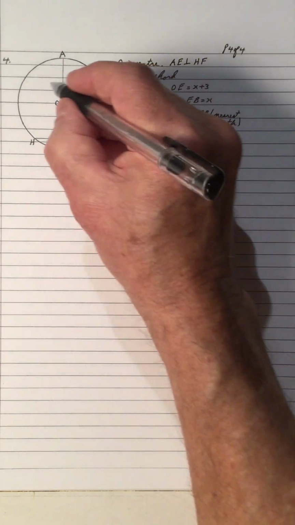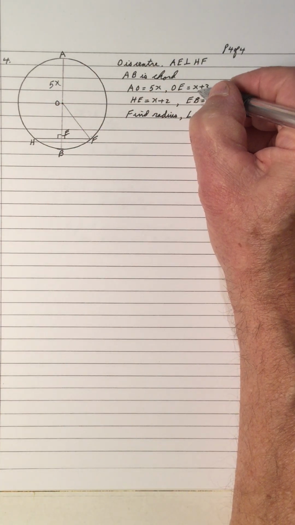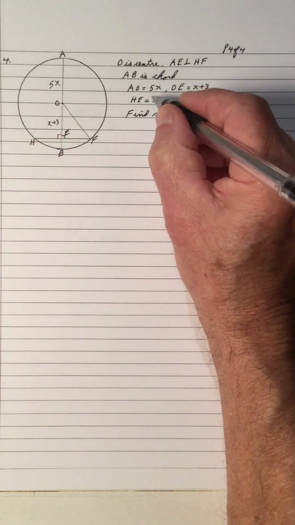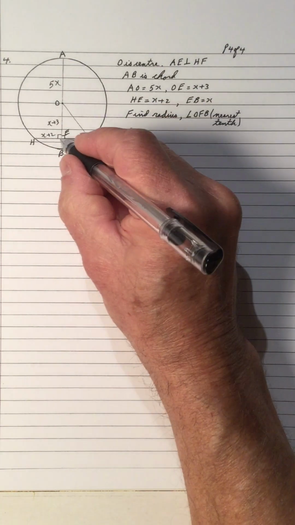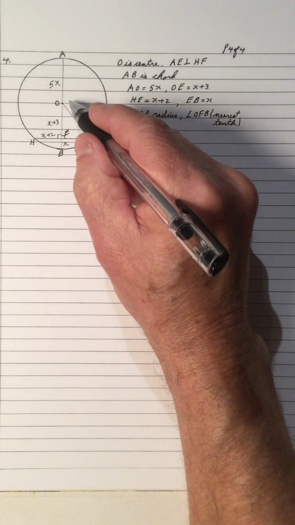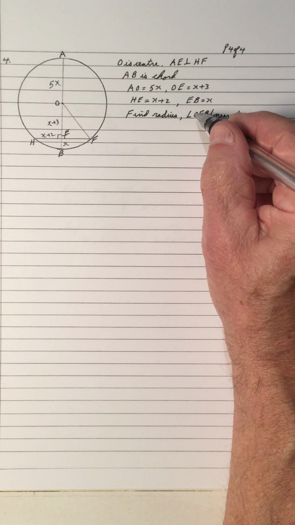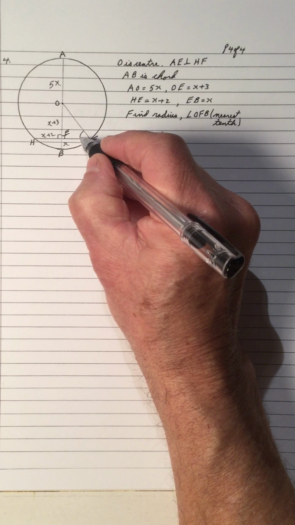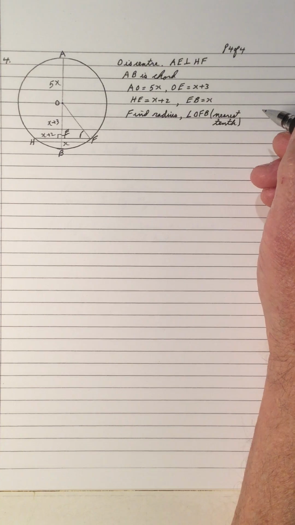And AO is 5x. OE is x plus 3. And HE is x plus 2. And EB is x. So we have to find the radius of this circle, which is OF or OB, and we have to find the measure of the angle OFB. So we're trying to find the measure of the angle F. So, how do we go about doing it?